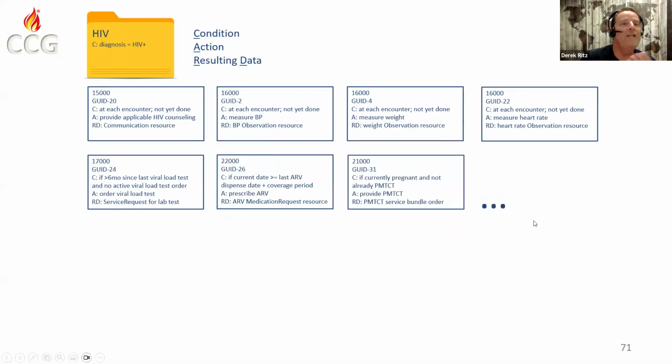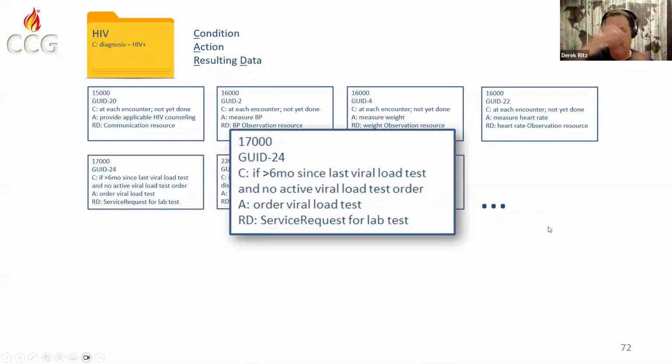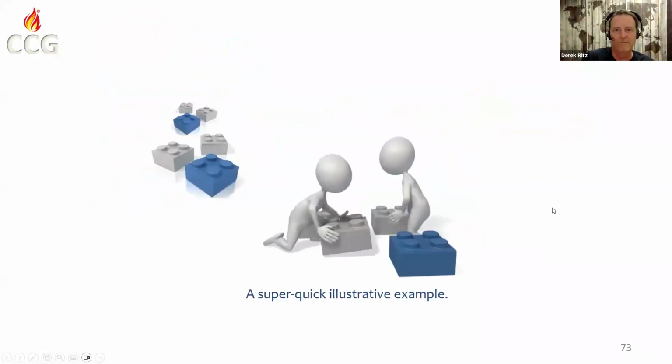You could have an HIV folder. The condition statement for the folder is that the diagnosis is you're currently HIV positive. And cards there could be, again, it'll have a globally unique ID. The condition, if it's been more than 6 months since your last viral load test, and there's not an active viral load test order already in your summary, then order a viral load test. And the resulting data is that there will be a service request for those labs to be done for you. Service request is a FHIR resource.